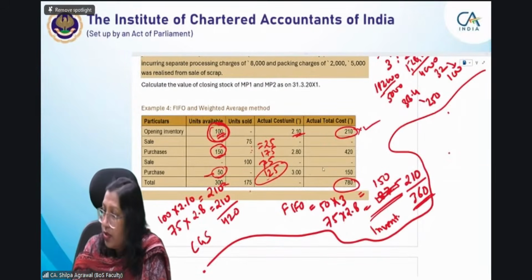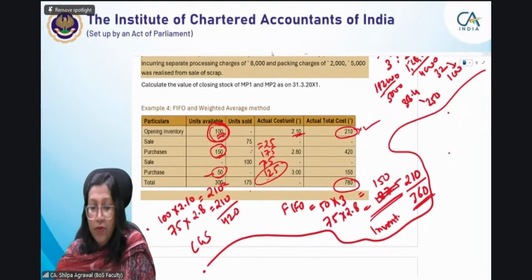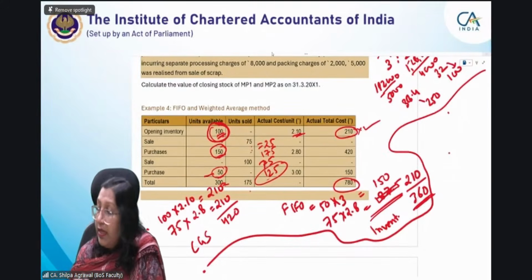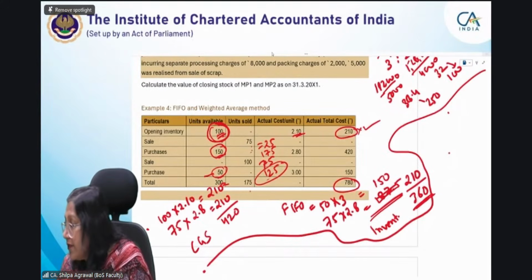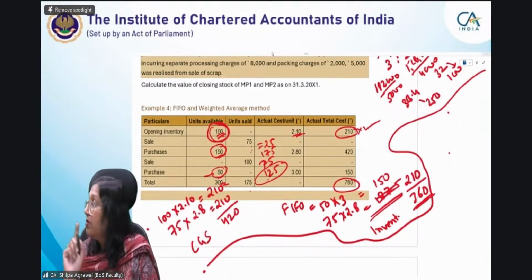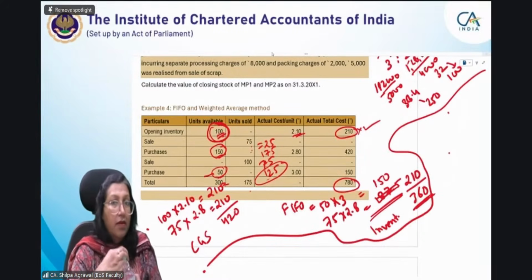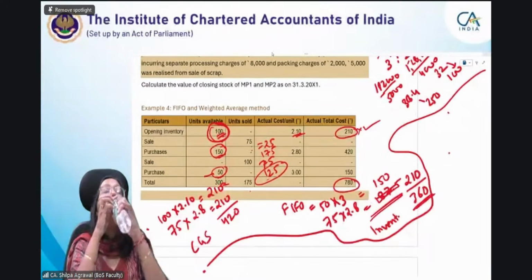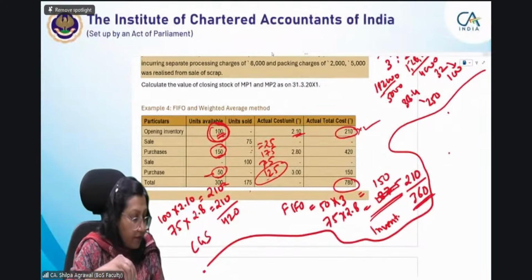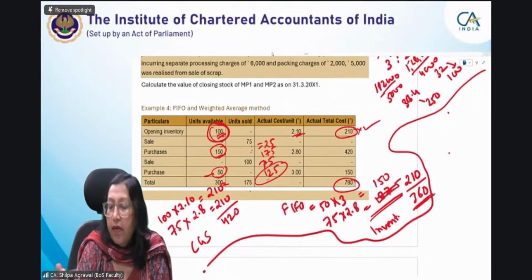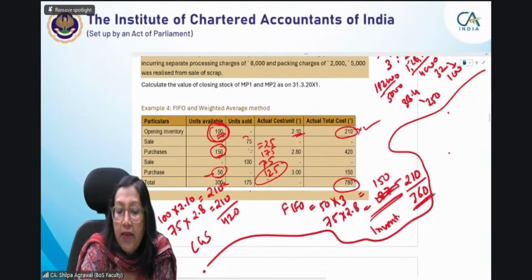So now students, we are talking about weighted average method. What is weighted average method? Weighted average में, अच्छा, Manish has given 2.88. Okay, this 75 units was sold out of this 100 units.